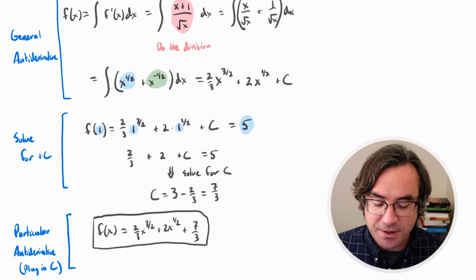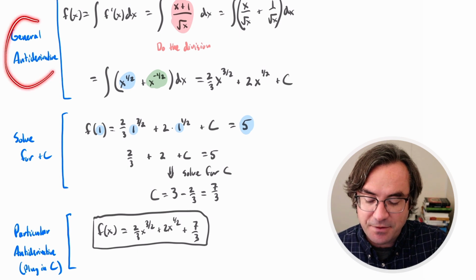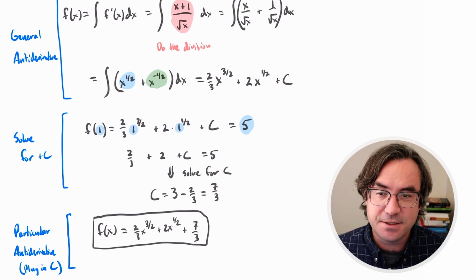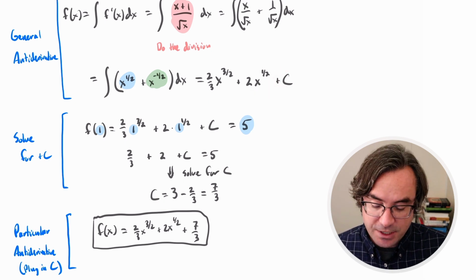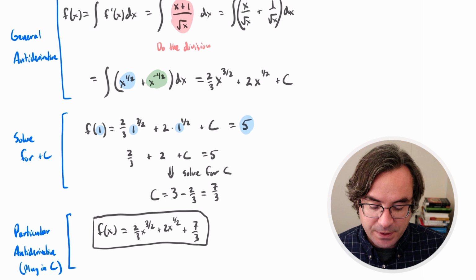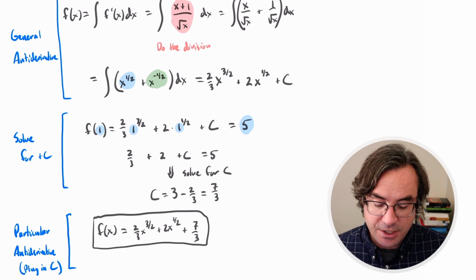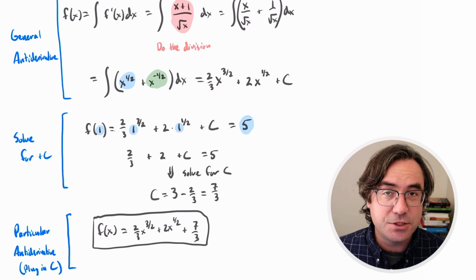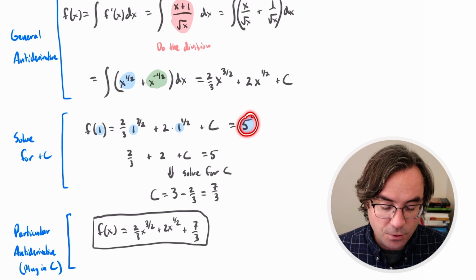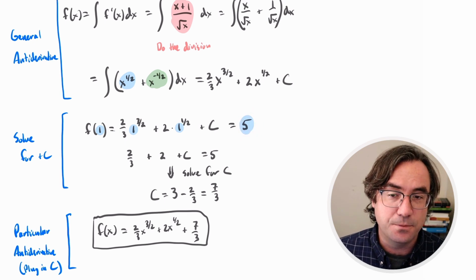So the process for doing these is we start by finding the general antiderivative, which should include plus c at the end. Then we use our initial condition to solve for c. And the way we do that is we take the x value for our initial condition and plug it into the antiderivative that we found. And then we set the whole thing equal to the initial value.